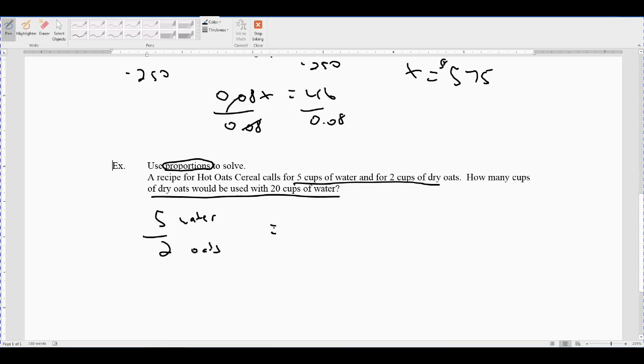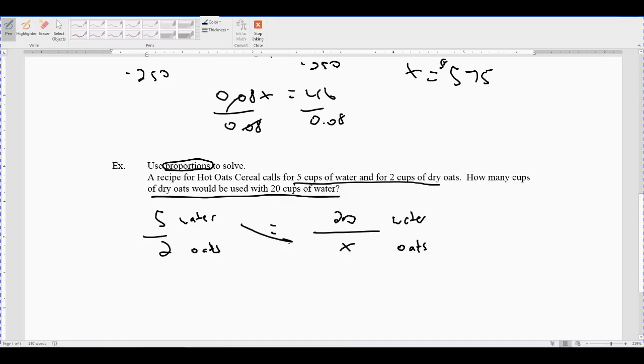With the proportion, the fractions have to have the corresponding units. So since we have water over oats, we should have water over oats on this one also. And proportion is nothing but a fraction equal to a fraction. So it says how many cups of dry oats, we don't know, so we call it X, will be used with 20 cups of water. And so there's your proportion.